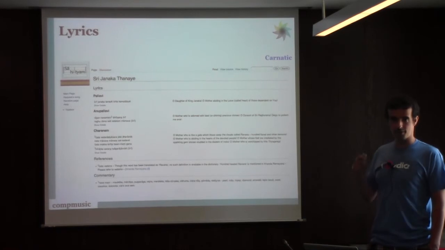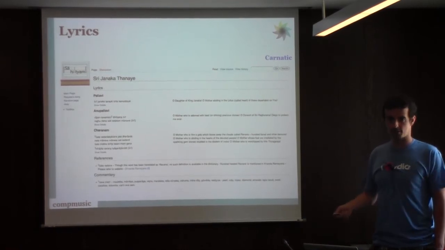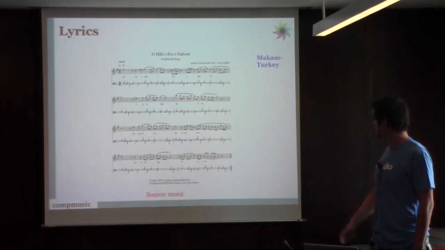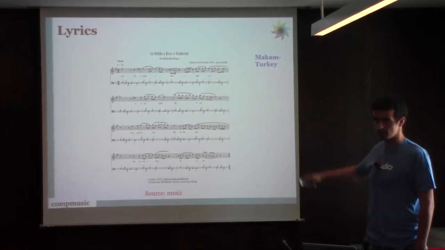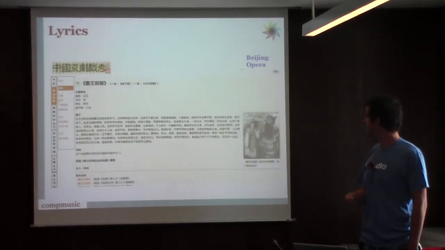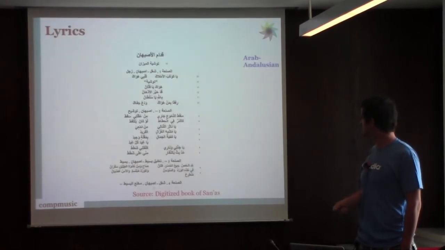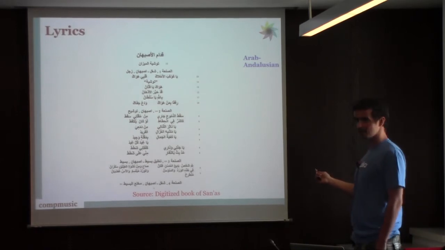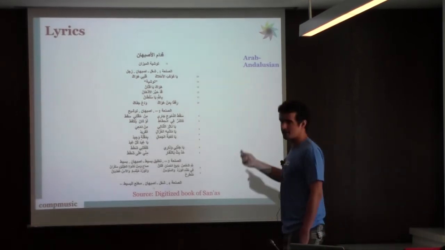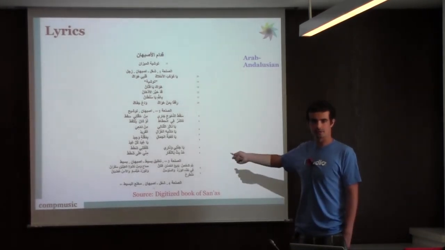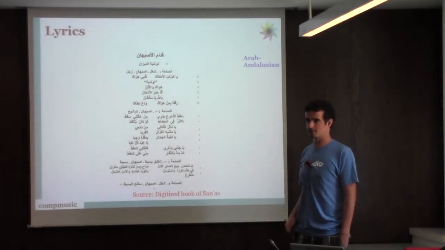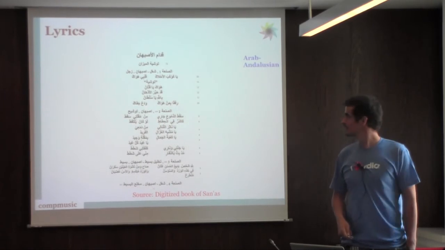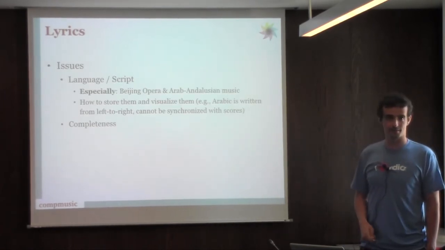Regarding lyrics, we've got lyrics for all the music cultures that we studied: Carnatic, Hindustani, Makam Turkey, which is also linked with the musical scores, Beijing opera, and Arab Andalusian music. If you see this slide, you might already conclude what I'm going to talk about in the next slide, aren't you? Language issues, again.